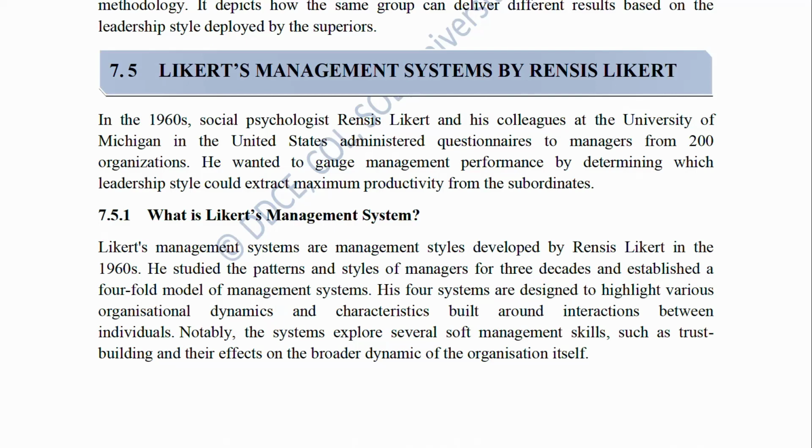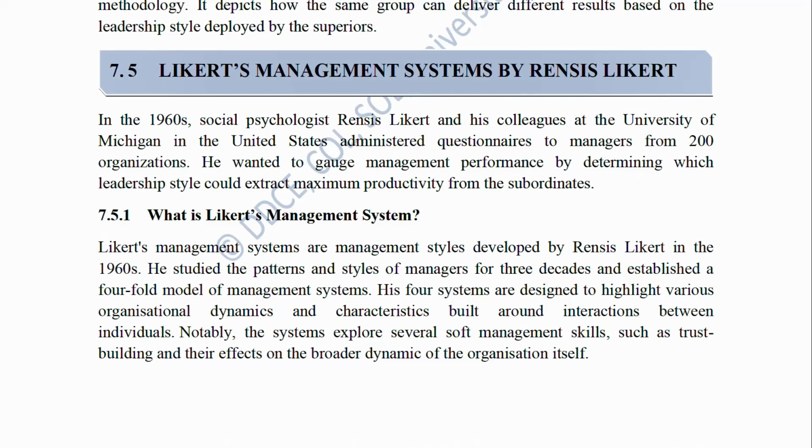7.5.1 What is Likert's management system? Likert's management systems are management styles developed by Rensis Likert in the 1960s. He studied the patterns and styles of managers for 3 decades and established a 4-fold model of management systems. His 4 systems are designed to highlight various organizational dynamics and characteristics built around interactions between individuals.